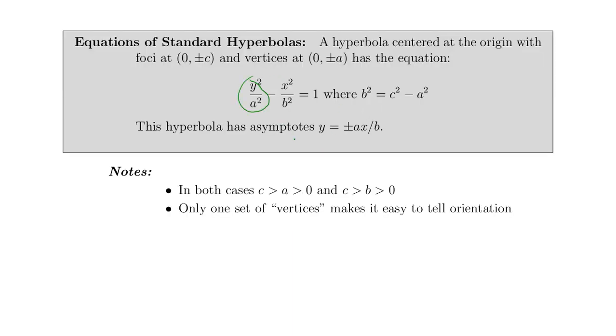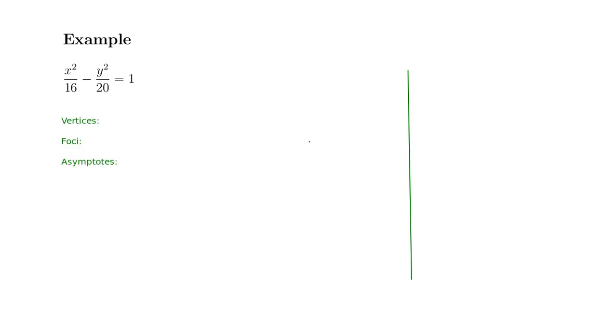So really, you'll just look at whatever the positive term is. That's going to help you find some vertices, and that'll tell you the orientation of this. So let's take a look at this. Oh no, I lost my x-axis. Let me draw that back on.